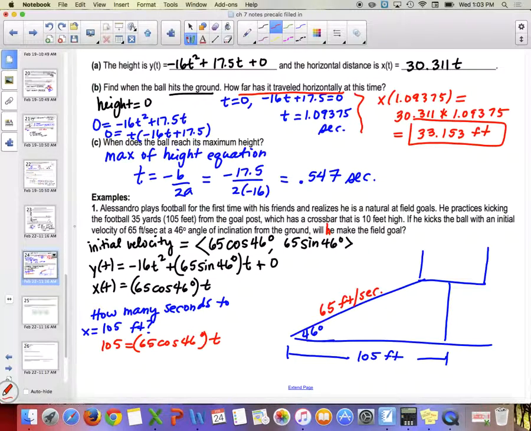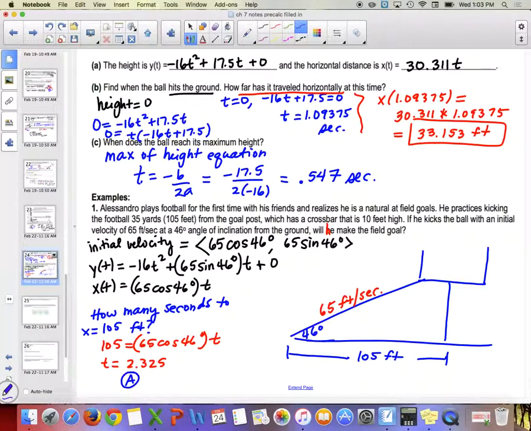All right, so we're going to take the 105 and divide by, and I'm just going to put it all in my calculator just like that. So 65 cosine of 46. So I get t equals 2.325. Okay, and I want to keep that as precise as possible, so I'm going to store it.